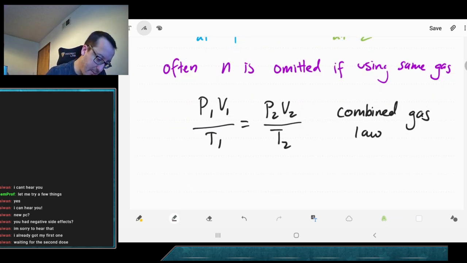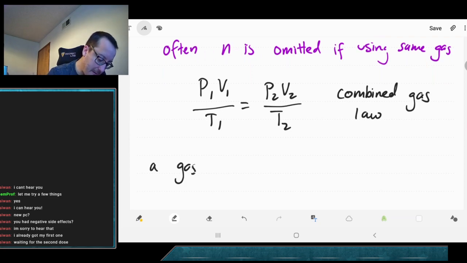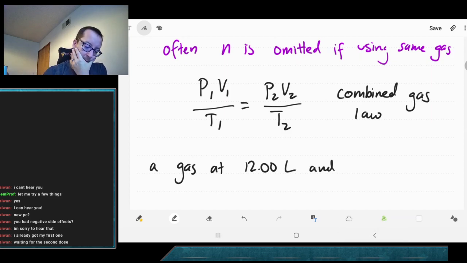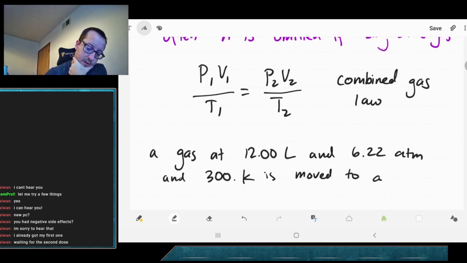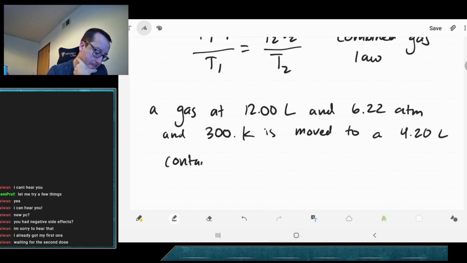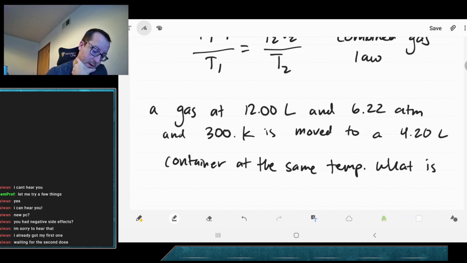Let's take a look at, how about we say a gas at 12 liters and 6.22 atmospheres and 300 Kelvin is moved to a 4.2 liter container at the same temperature. We can see what is the new pressure.